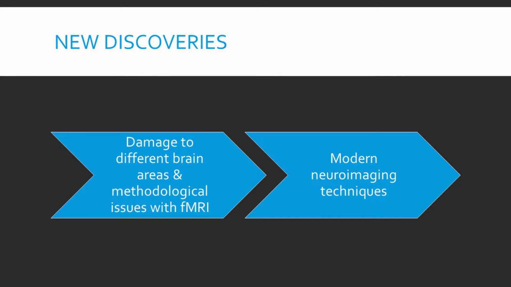The link between semantic impairment and the ATL is a relatively new discovery, which became known with the introduction of modern neuroimaging techniques. Previous research was mostly based on patients with damage to different brain regions, and there was also a bias in fMRI studies due to methodological issues. However, since the relation between semantic impairment and the ATL hub was established, it has been studied extensively.